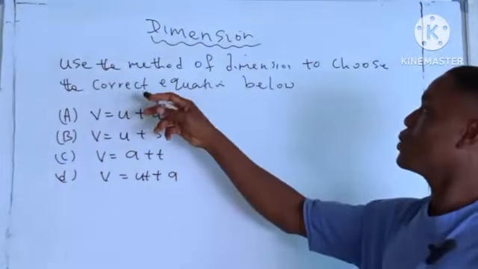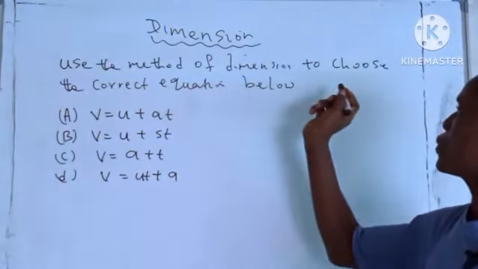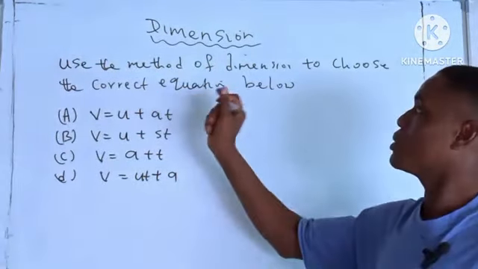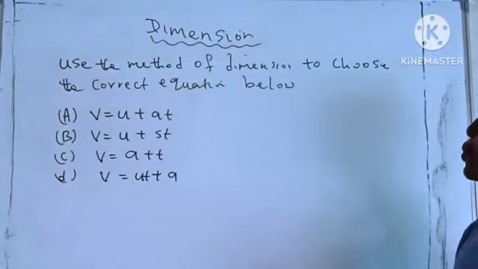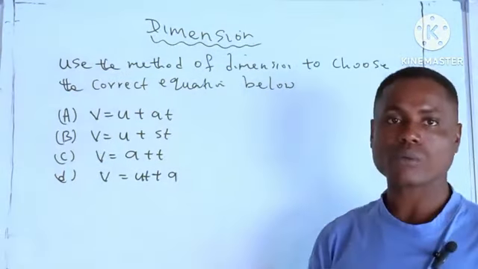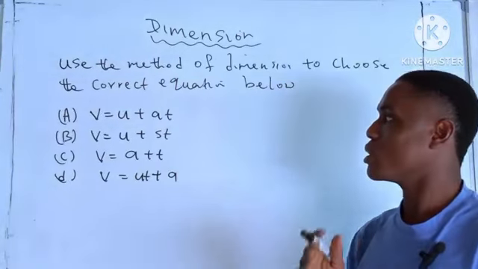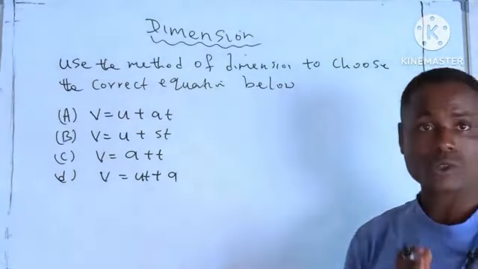Listen carefully. They said use the method of dimension to choose the correct equation below. These are the given options, meaning we have to choose the correct option.